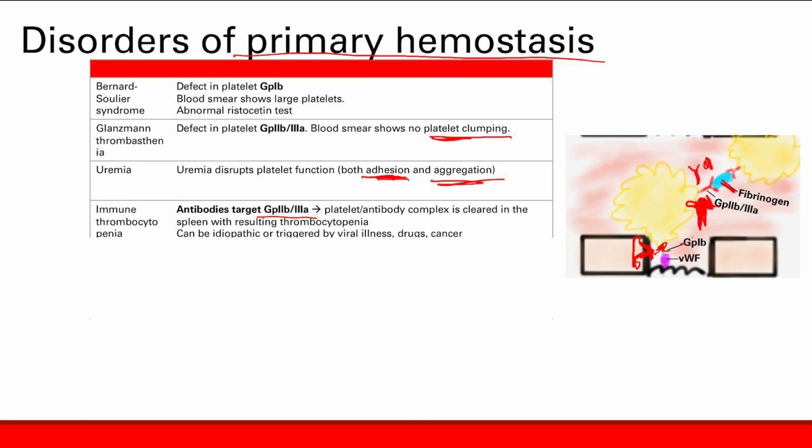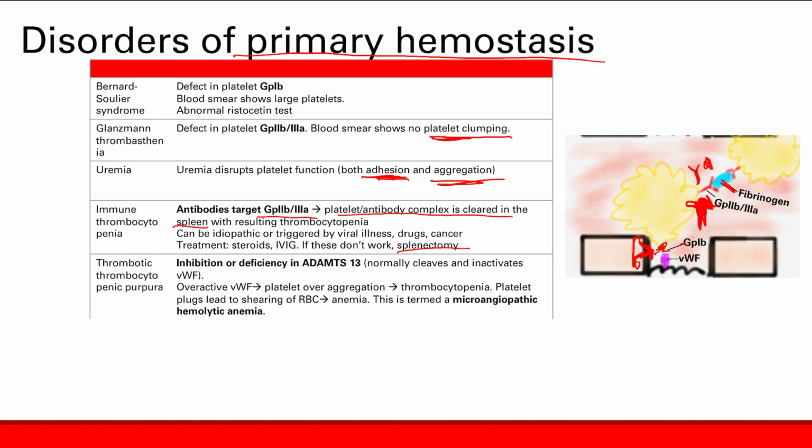The treatment for this is immune disorder, so you can give them steroids, you give them IVIG. Okay, if these don't work, you can do a splenectomy. And why would you do a splenectomy? What do we say happens? We said this complex, the platelet antibody complex, is cleared in the spleen. So you take out the spleen, you don't get clearing, you don't get thrombocytopenia. So that's it for immune thrombocytopenia.